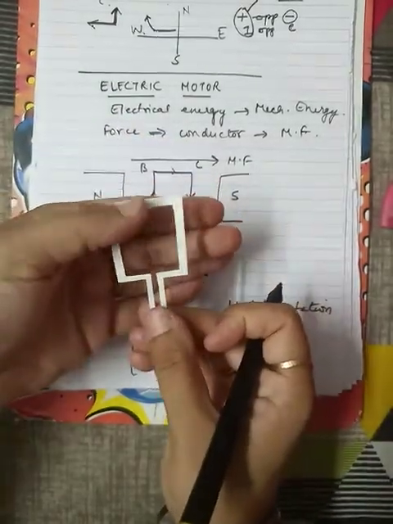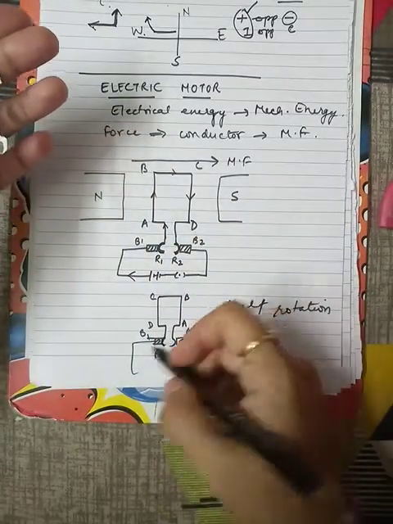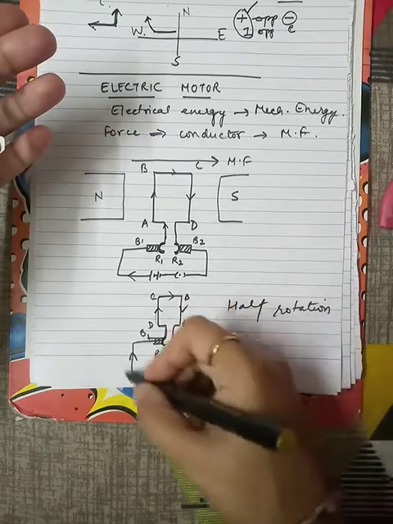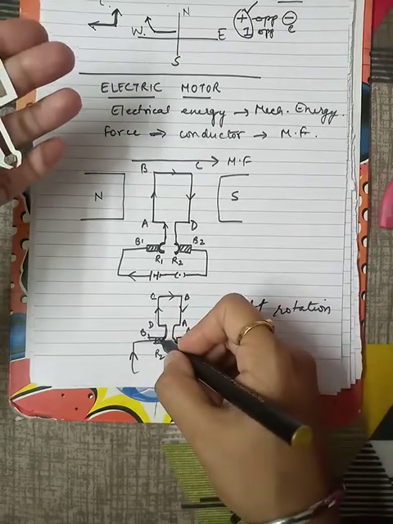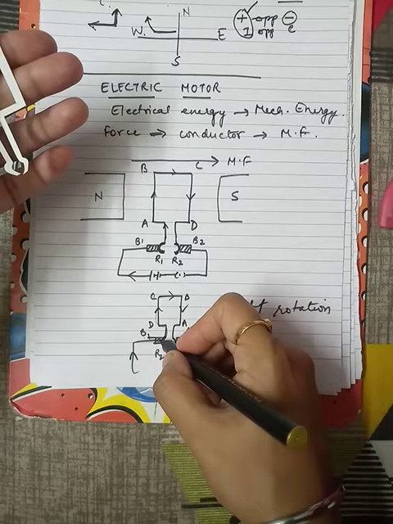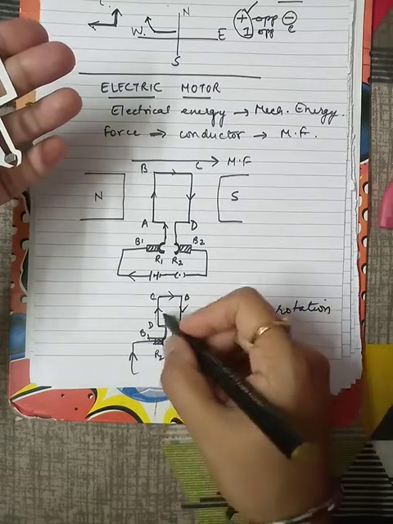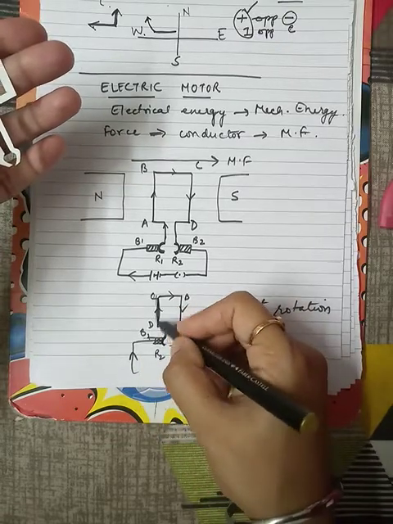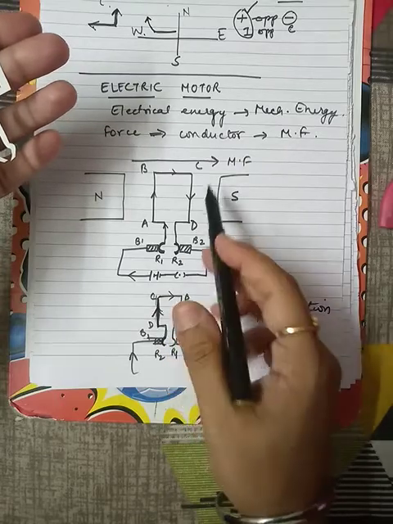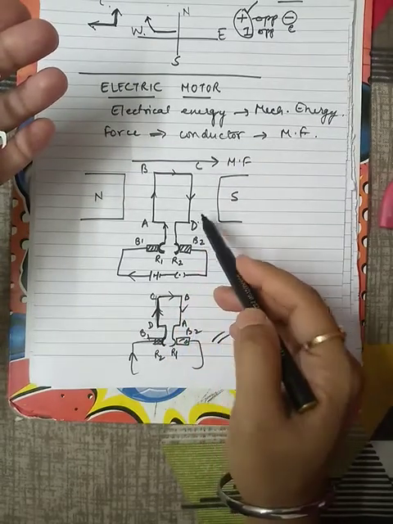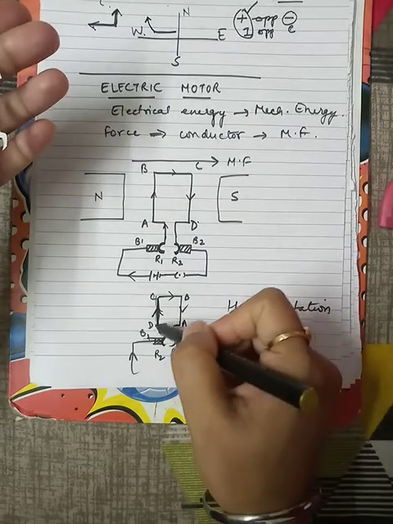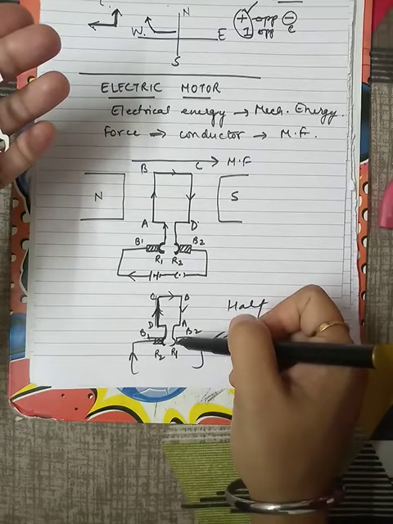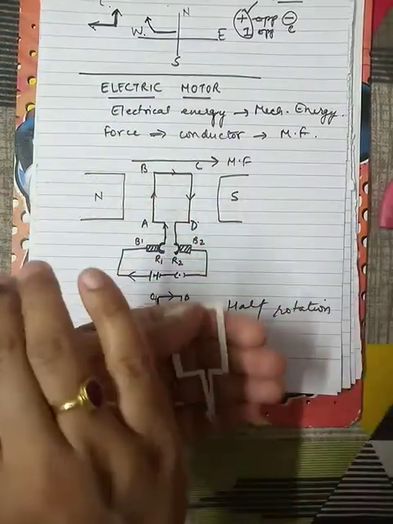Okay, now again after half rotation, if this is the situation, the current direction remains the same in this case like this, because brushes are not movable, they are stationary over here. So the current direction in the CD branch is now from D to C. Earlier it was from C to D in this branch. Because it has inverted now, the current direction is reversing. Okay, so why is it so? It is just because of the split rings. Rings are split and they are inverting.